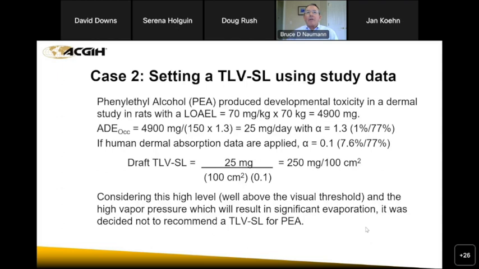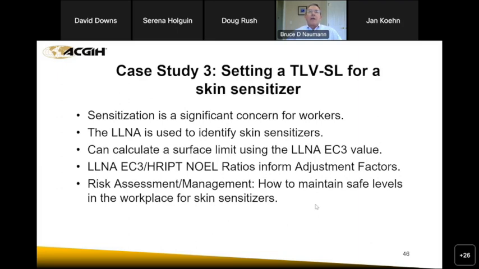So it doesn't happen all the time, but it looks like maybe we go through the motions and try to calculate one. Now, the third case, the last one, is setting a surface limit for a skin sensitizer. And we know that's a major concern for workers. I mentioned that the local lymph node assay is used to identify skin sensitizers these days. And you can calculate a surface limit using the EC3 value, and I'll explain what that is in the next slide.